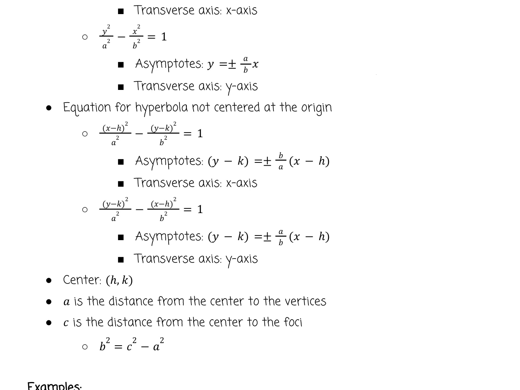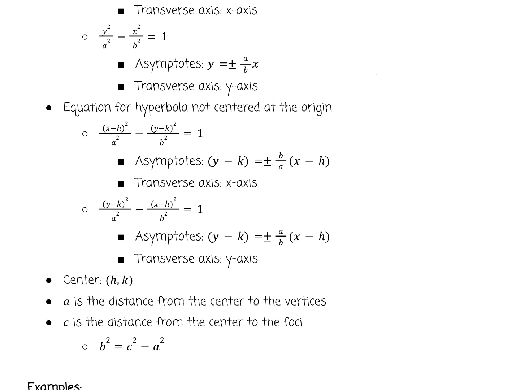The center is at (h, k). A is the distance from your center to your vertices. C is the distance from your center to your foci. And then we use the equation b squared equals c squared minus a squared, which, depending on the information we're given initially, can be used either to find b to write our asymptotes or to find c, which gives our foci.